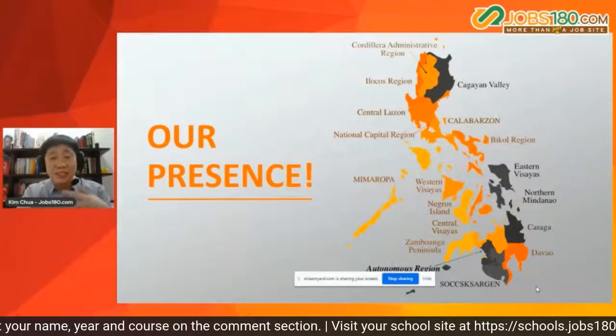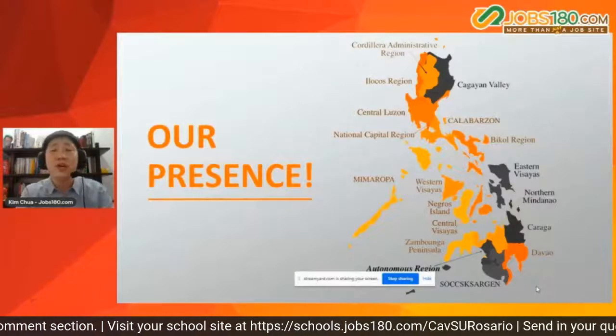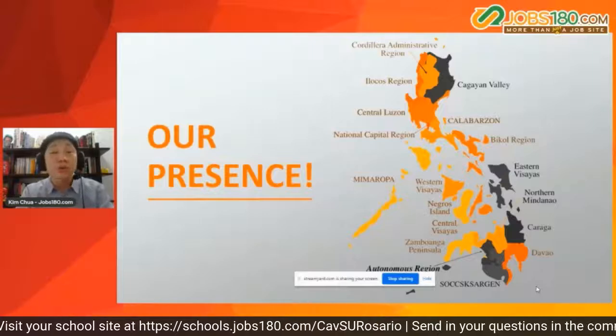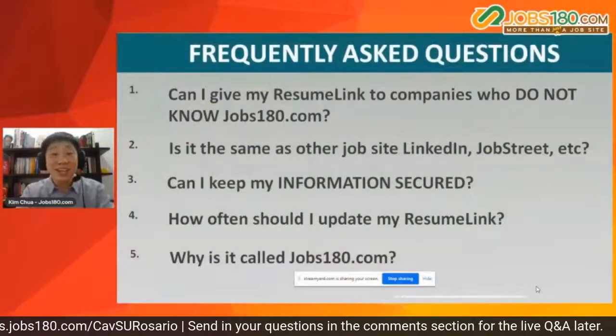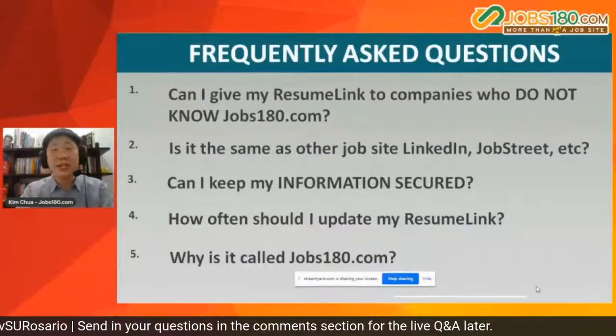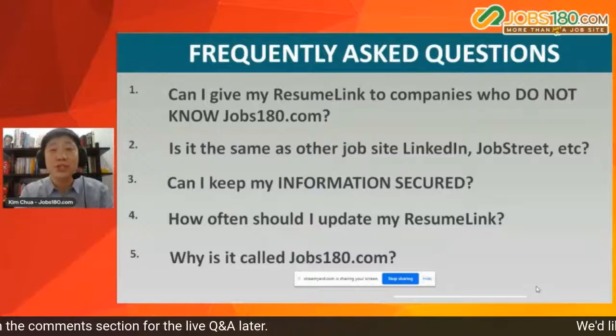So hindi tayo physically nagpe-present, pero nakakatulong pa rin tayo, especially if you have friends or relatives whom you think would need this tool. Please share this to them. Okay? Sa mga nagtatanong naman ng mga frequently asked questions, sasagutin ko na. Ito kasi yung mga common questions na kadalasan tinatanong sa akin.